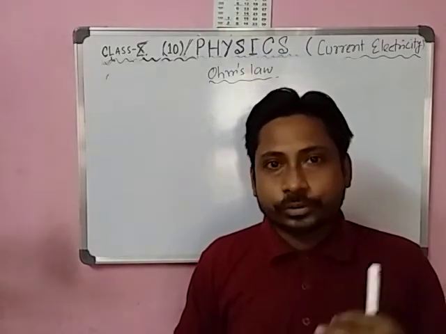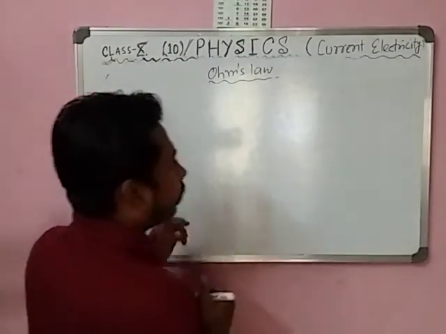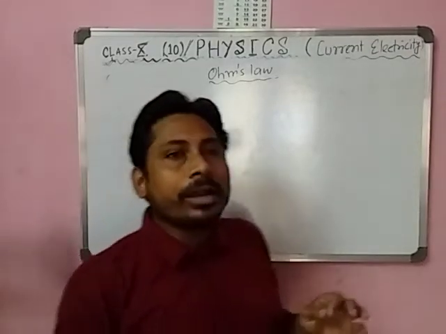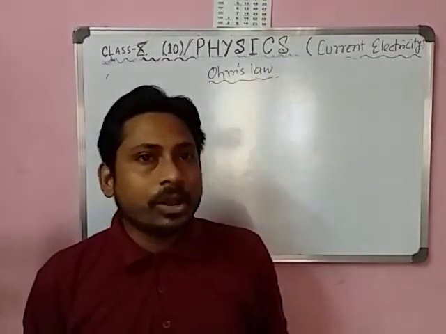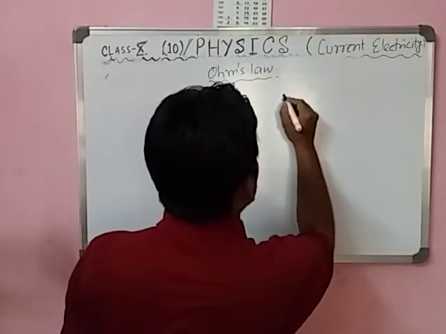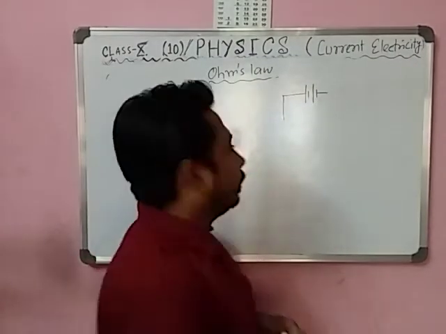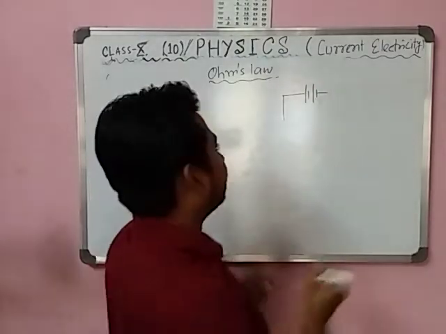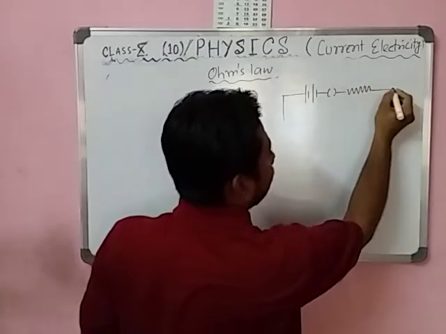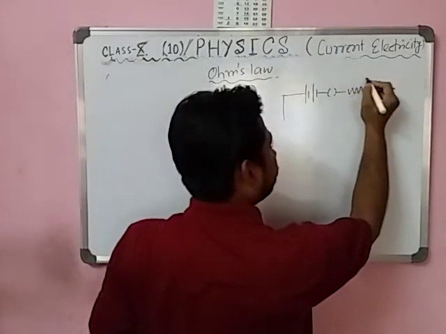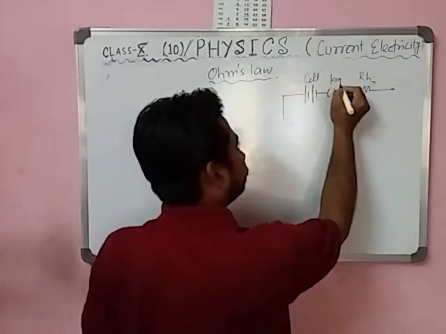Before we start Ohm's law, first of all I want to draw a circuit diagram regarding Ohm's law. Students, whenever you want to draw a circuit diagram, first of all think, where is the source? Suppose this is the source, and this source sends the current to the circuit. Then you draw a key, then a variable resistance. This variable resistance is called a rheostat, this is called a cell, this is called a key.